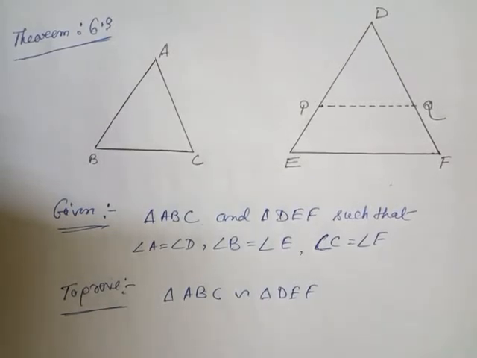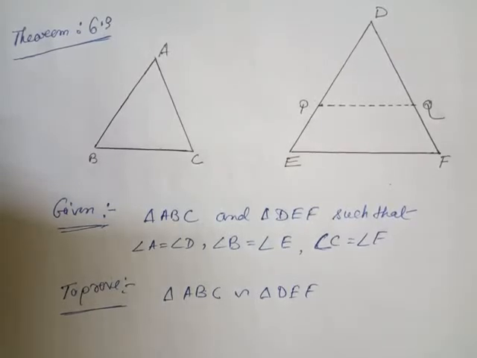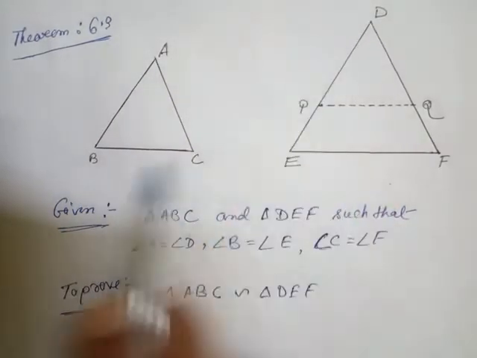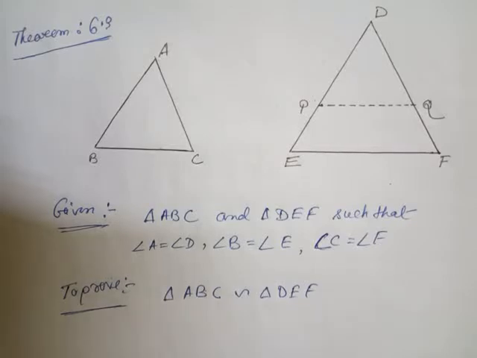Now look student, in the question it is also mentioned that if in two triangles corresponding angles are equal, which means look here, corresponding angles are equal, then their corresponding sides are in the same ratio or proportional, and hence the two triangles are similar. Corresponding sides are also proportional, so we have to prove that triangle ABC is similar to triangle DEF, given and to prove. Now the construction part.